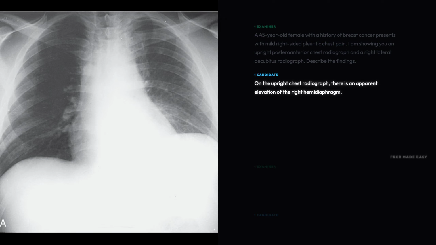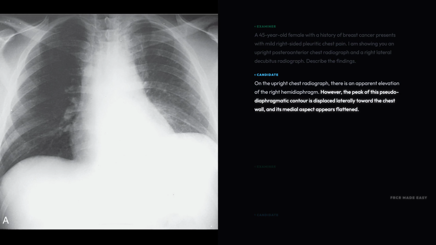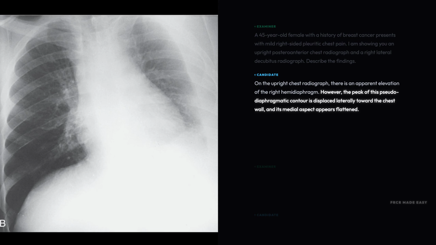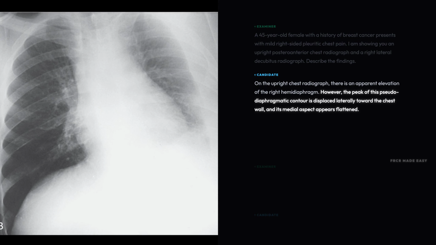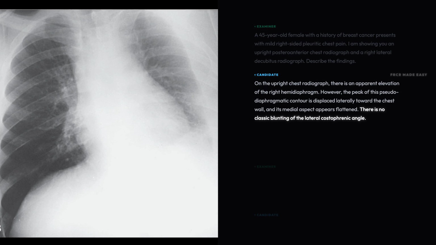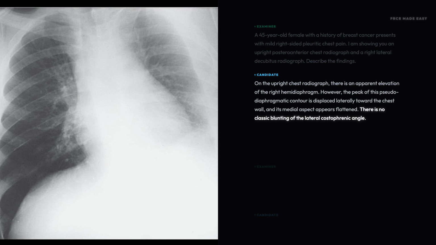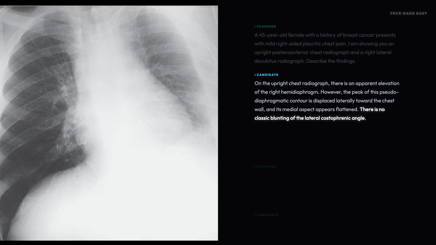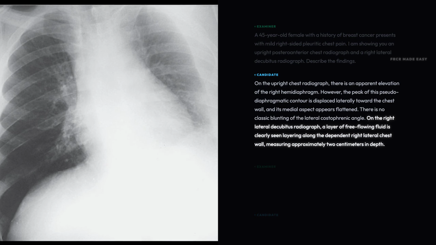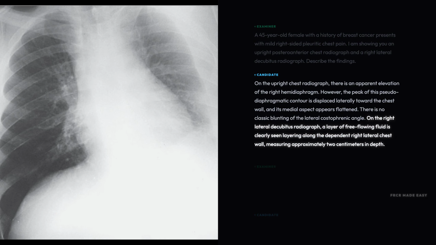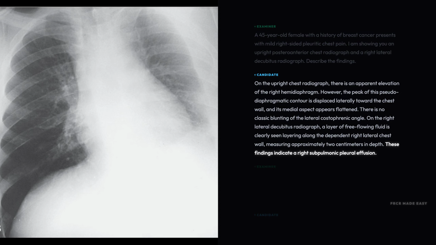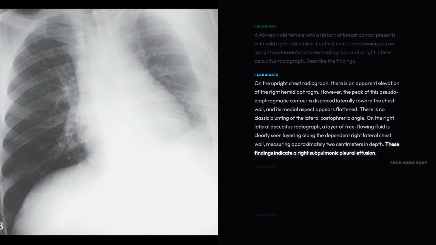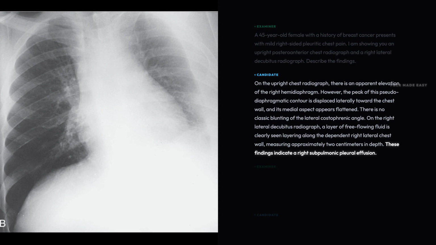However, the peak of this pseudo-diaphragmatic contour is displaced laterally toward the chest wall, and its medial aspect appears flattened. There is no classic blunting of the lateral costophrenic angle. On the right lateral decubitus radiograph, a layer of free-flowing fluid is clearly seen layering along the dependent right lateral chest wall, measuring approximately 2 centimeters in depth. These findings indicate a right subpulmonic pleural effusion.